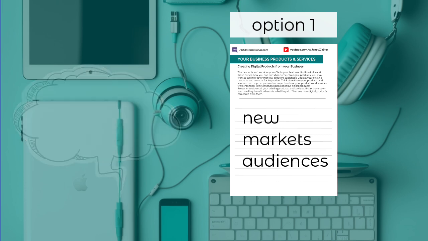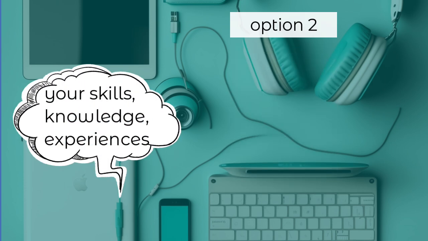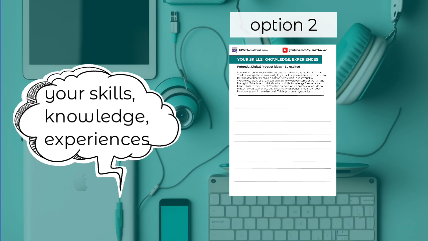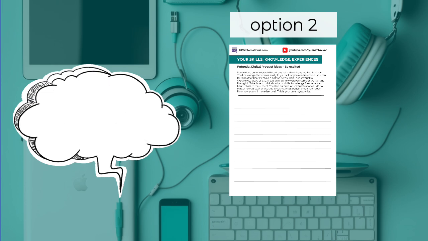Option number 2 is to think about your skills, your experiences, and your knowledge of your life so far, from school to the present day. Think about everything that you've done, everything that you trained for, everything that you know. Write it down. You'll be surprised at all the things that you have done and know, and how that can benefit somebody else in their life.